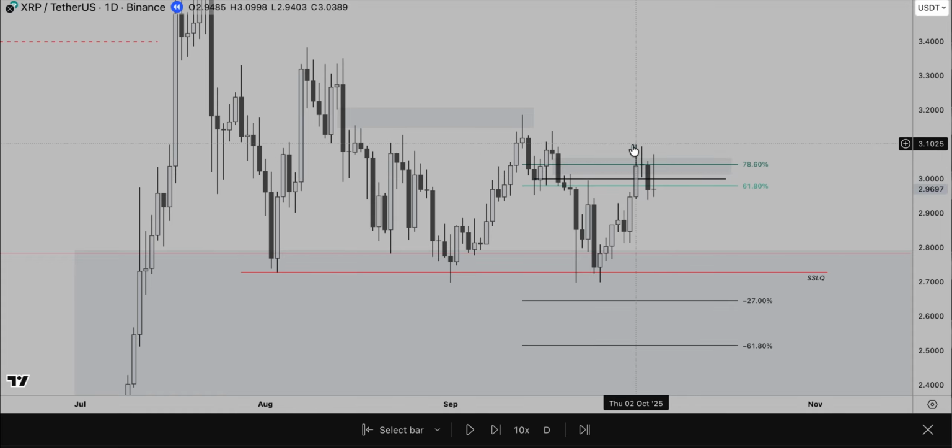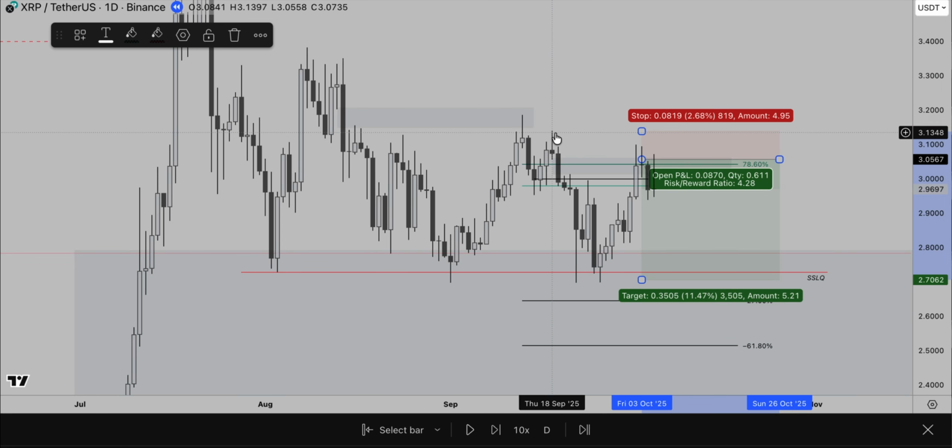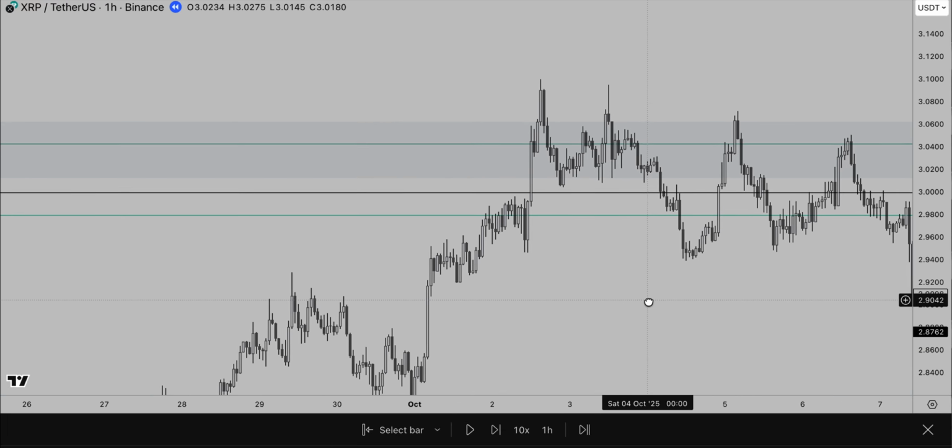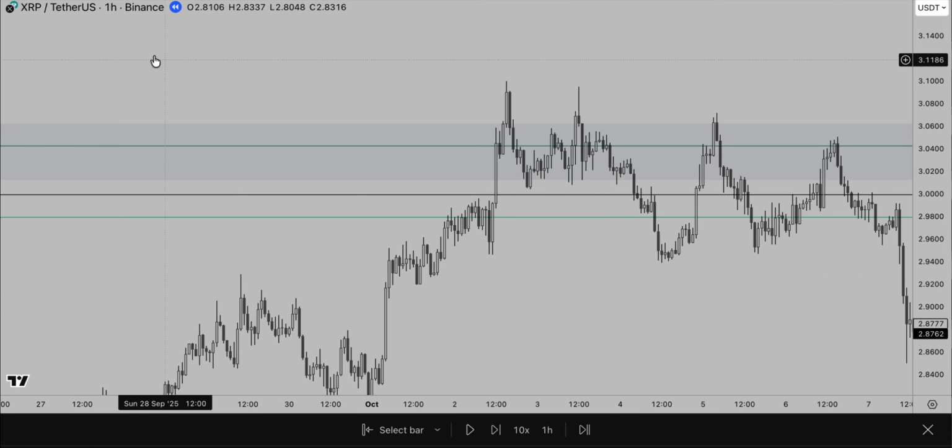Now, again, you can take entry straight off the bat on the daily time frame and have your stop loss above this high down here, targeting the lows down here. That's one thing you can do. Let's go on the 1 hour because we can get a precise entry on the 1 hour.